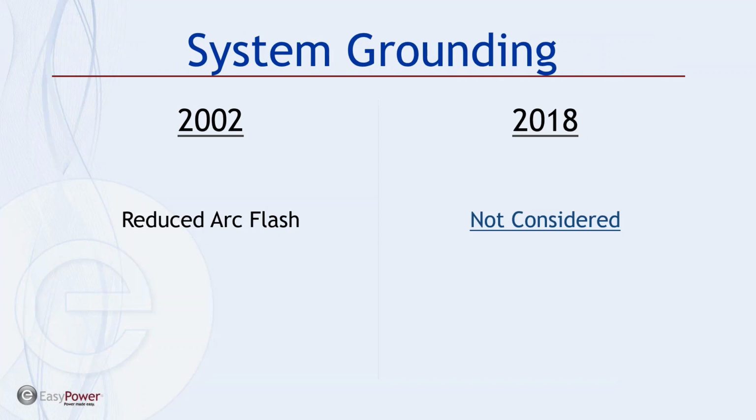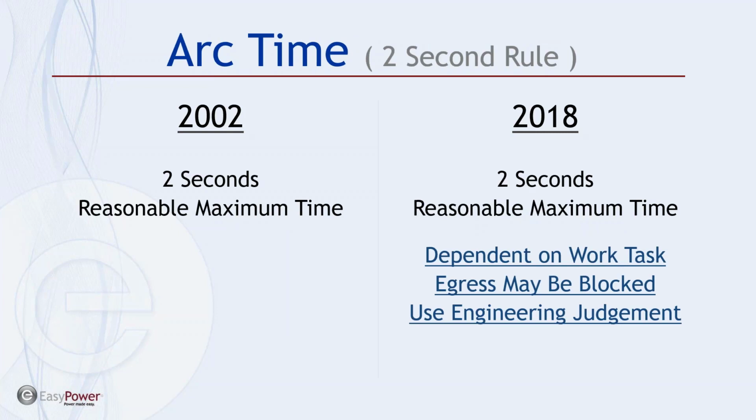And then, as I mentioned earlier, because of the lack of data at the time, with more test results, it was determined that the system grounding really had little effect as far as incident energy calculation results, so it's not considered as part of the 2018 version.